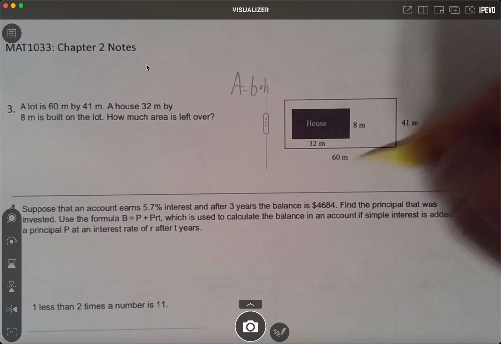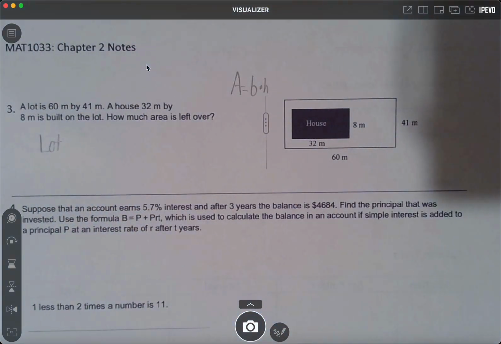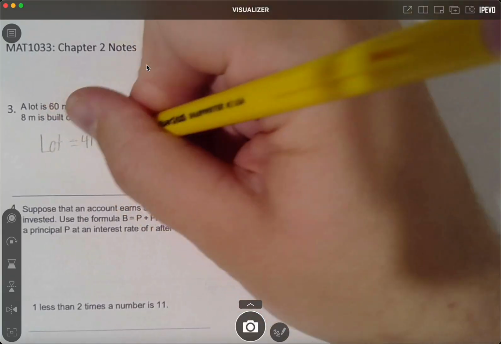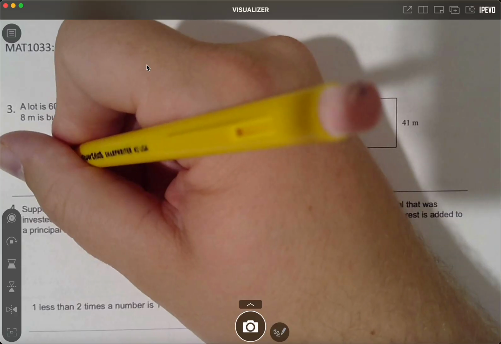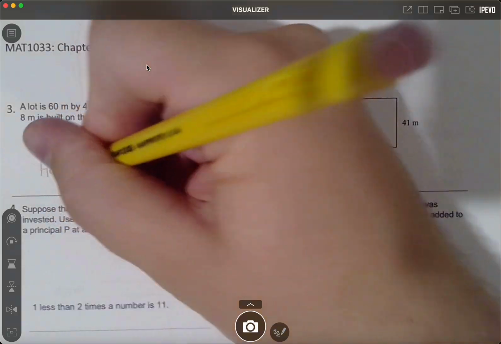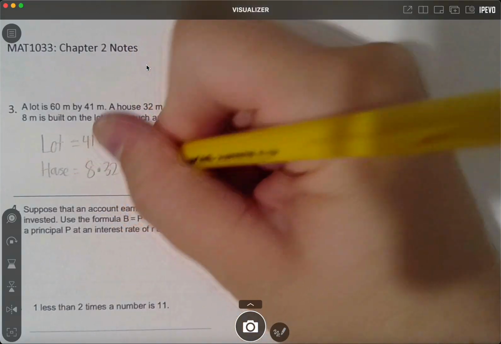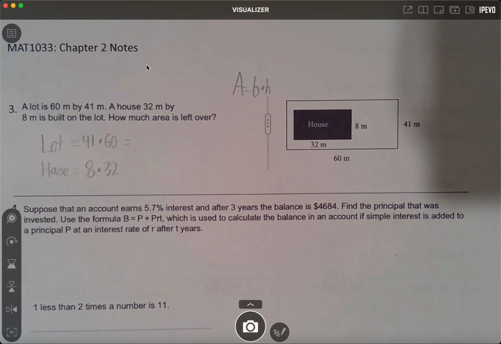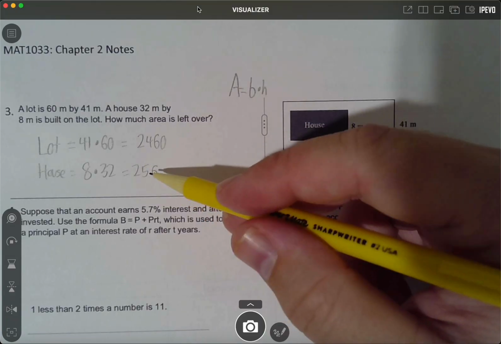From there, let's see here. Well, we have an entire lot, so the lot is going to be the 41 times 60, just that rectangle. And the house is going to be the 8 times 32. If we work that out, I really need to have a calculator close by. I keep losing it. You'll get 2,460 for the lot and 256 for the house.